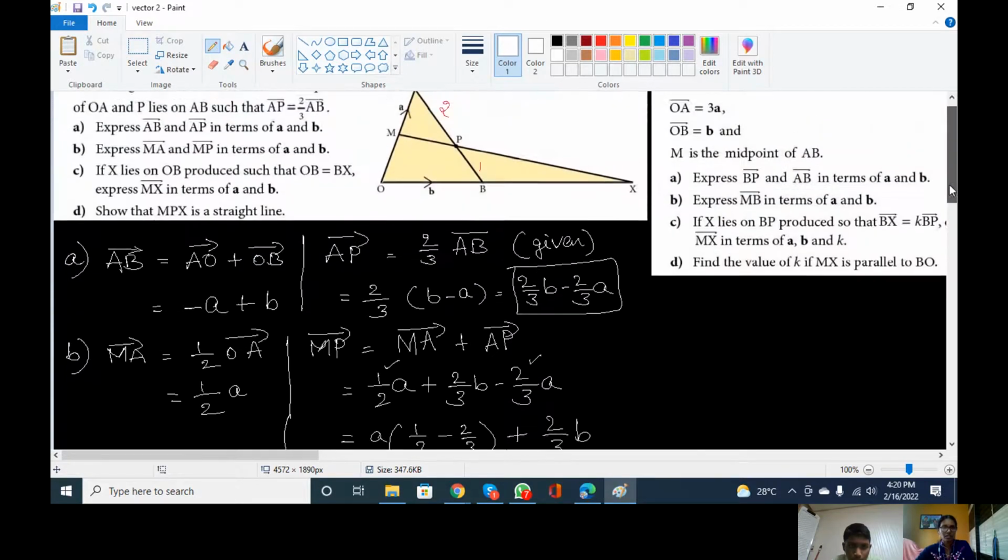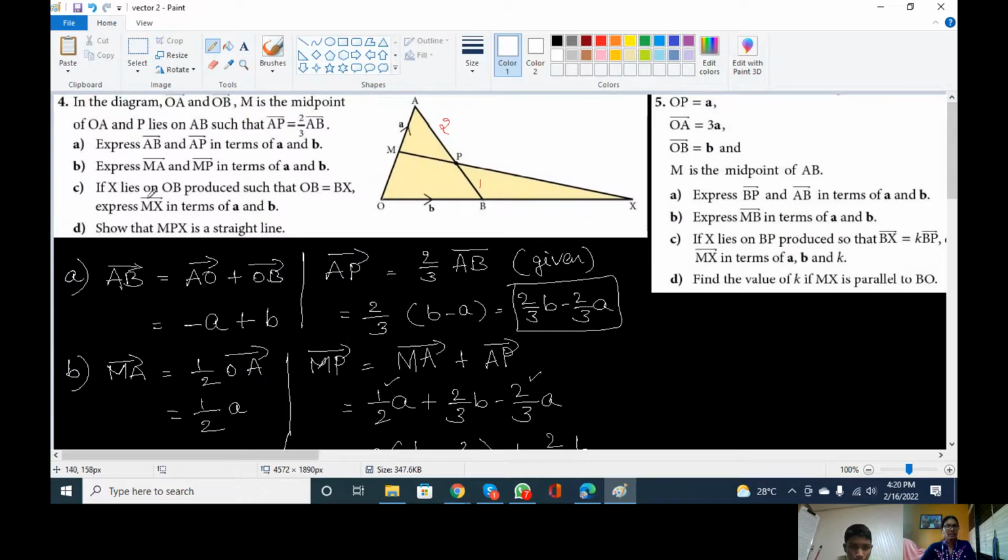Next, question C. If X lies on OB produced such that OB is equal to BX. This X is lying on OB produced, such that OB is equal to BX. They said both are the same, so we can take BX also as B. Next, express MX in terms of A and B.